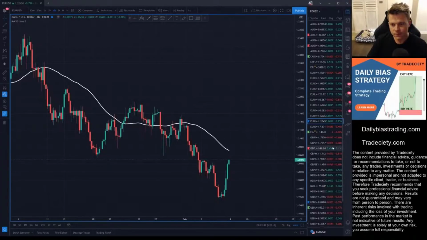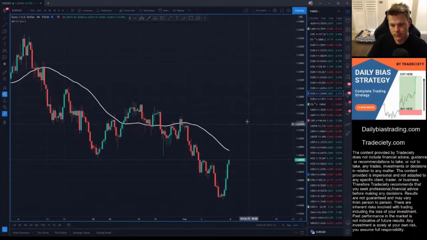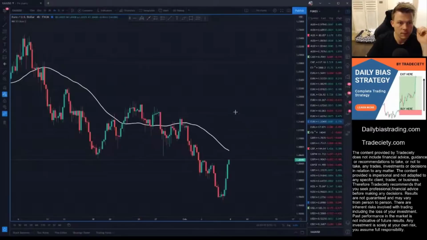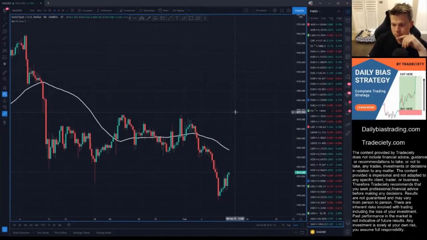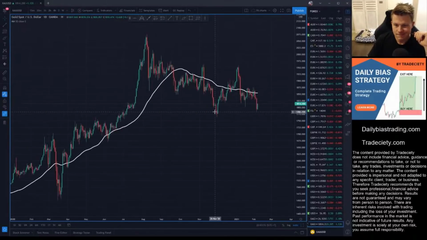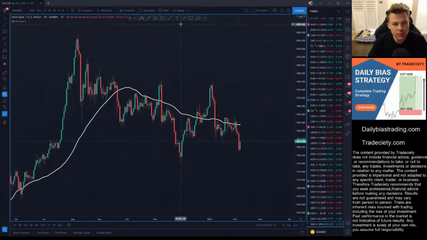Gold. Gold, what do we have? So it broke out of this small transition.